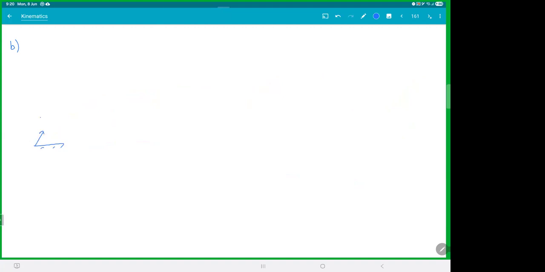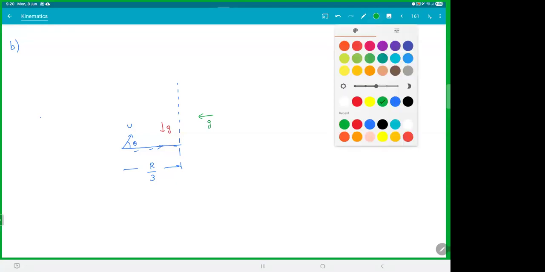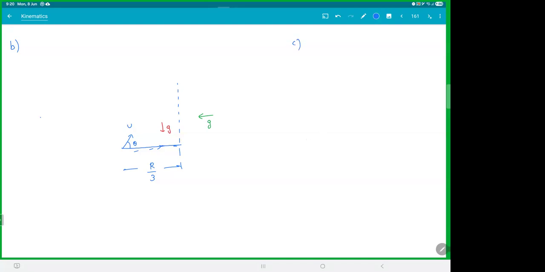let's say you're projecting with u and theta. And let's say this time the gravity changes before this only, at r by 3. The gravity here is g and the gravity here is g this way. Can you draw the trajectory? Just draw the trajectory. How will the path look like? Assume there is no ground, okay? You can go down also.